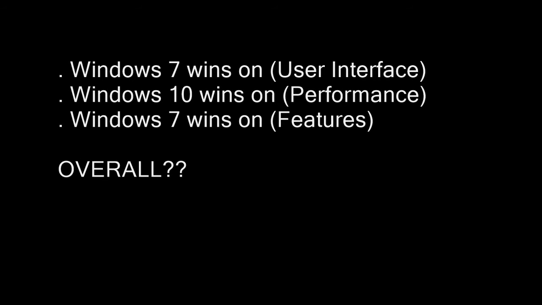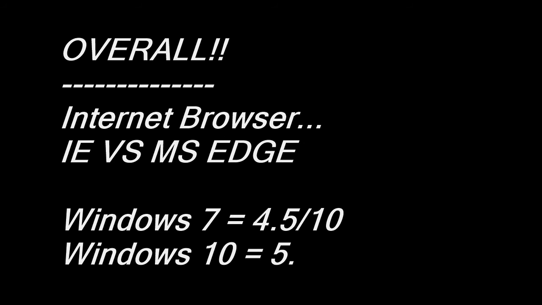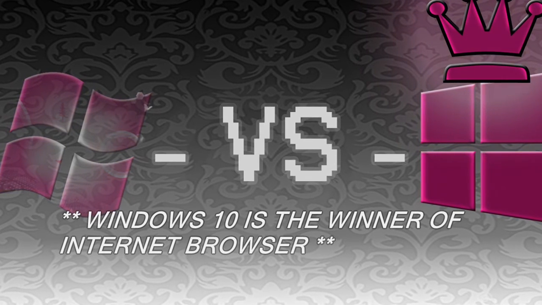So now, out of all the categories together, Windows 7 wins on user interface, Windows 10 thrashes and annihilates on performance, and Windows 7 wins on features. But what does this mean overall exactly? Well, altogether, I added the total scores up. This one was really quite close. There was only a slight difference in it, but Windows 7 gets 4.5 out of 10, leaving Windows 10 with the remaining 5.5 out of 10. So really close, but Windows 10 wins on the internet browser category.